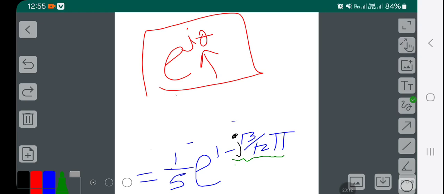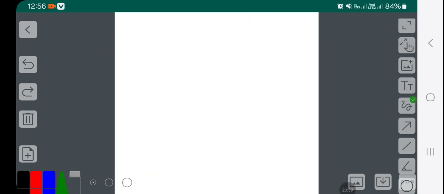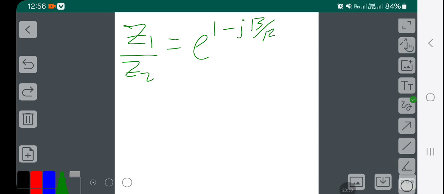So now let's try to get rid of the 1. We must get rid of this 1. How do you get rid of that 1? Because for us to have that exponential, our exponent there, our power there, must be only having J and theta. So we are now here, which is our Z1 over Z2 is equal to E, then 1 minus J, then 13 over 12 pi.